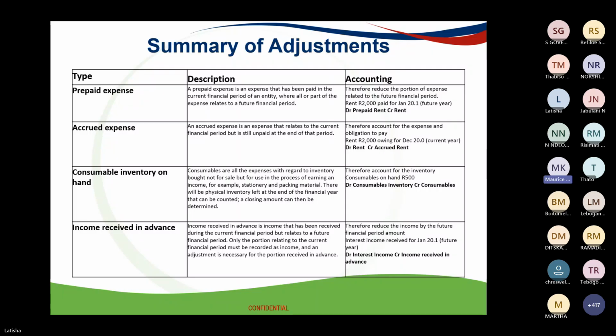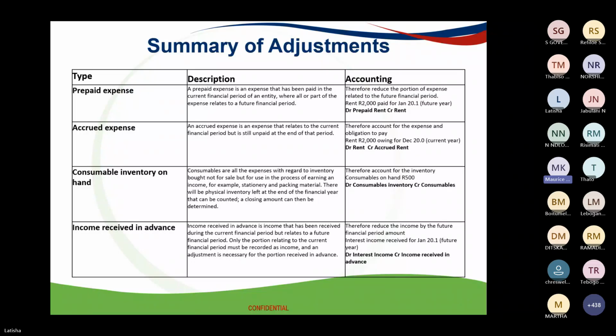So that's how the adjustments come about. So I will just explain the various adjustments, and my colleague Letitia will put in the figures and the debits and the credits according to the study unit. Okay, so the first expense adjustment, sorry, is a prepaid expense.